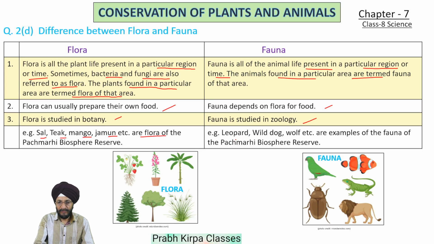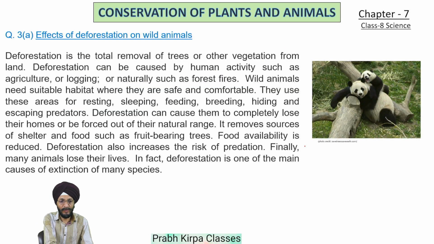In case of fauna, leopard, wild dog, and wolf are examples of fauna of Pachmarhi Biosphere Reserve. Now we will come to the effects of deforestation on wild animals.